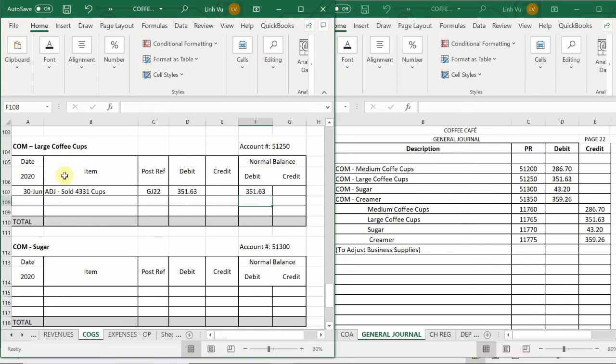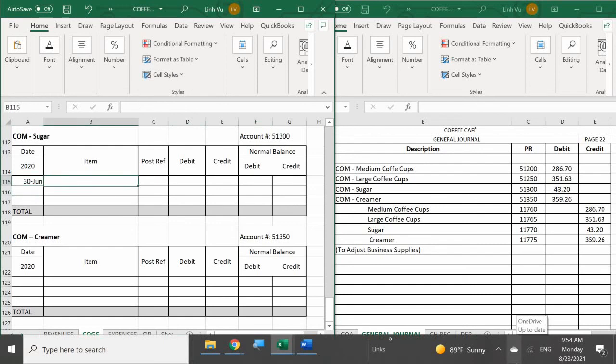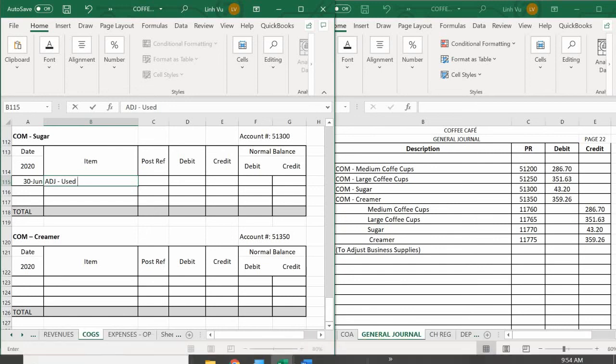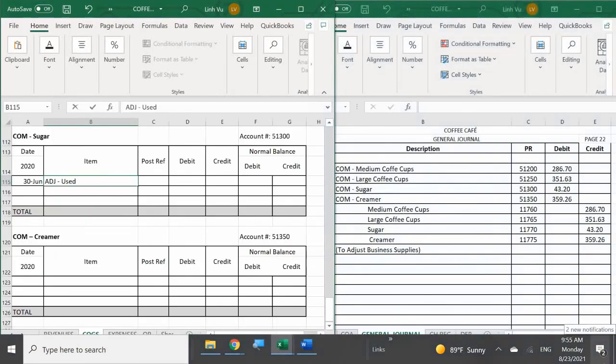We need to also adjust our sugar. How many pounds of sugar did we use? 120 pounds. For a total of $43.20. Okay.